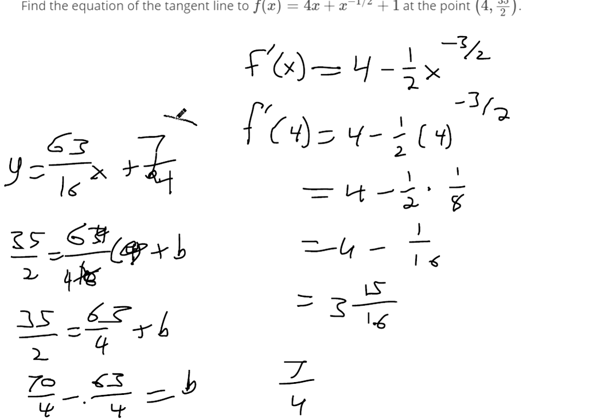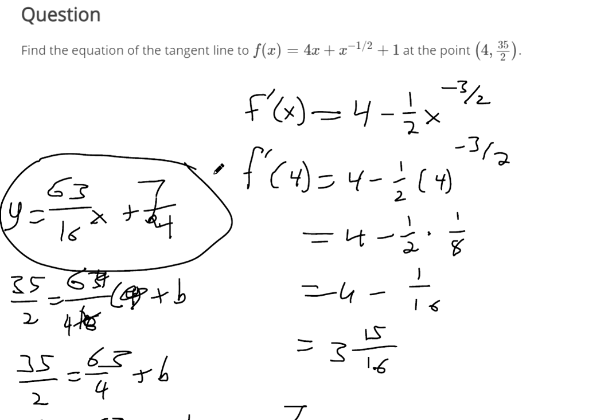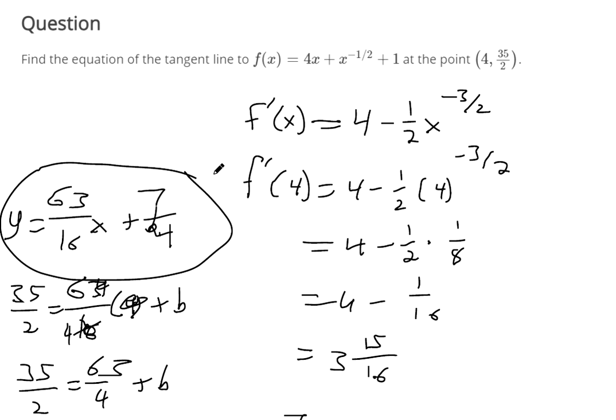And that's it. That's your equation for the tangent line. The equation of the line that's touching at just one point of the graph at x equals 4.